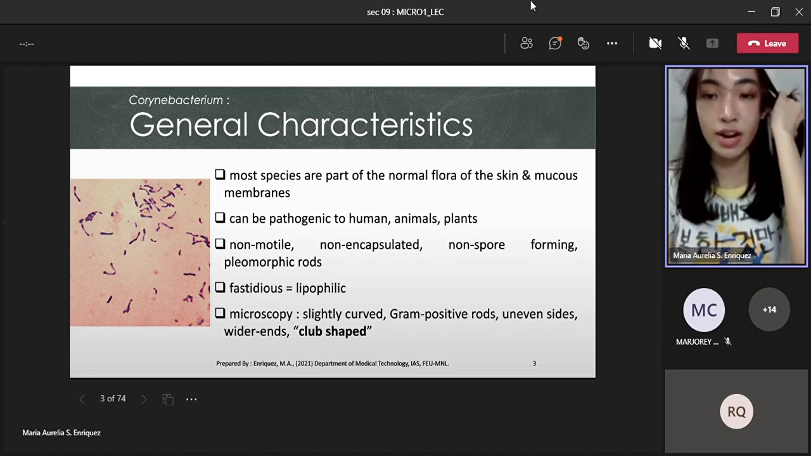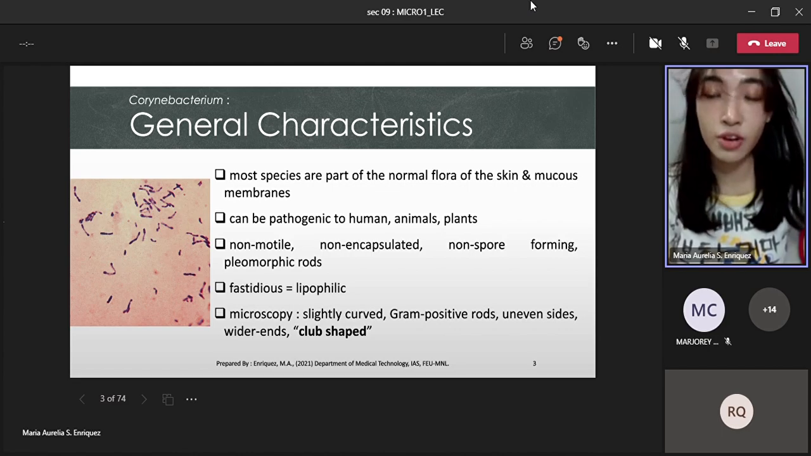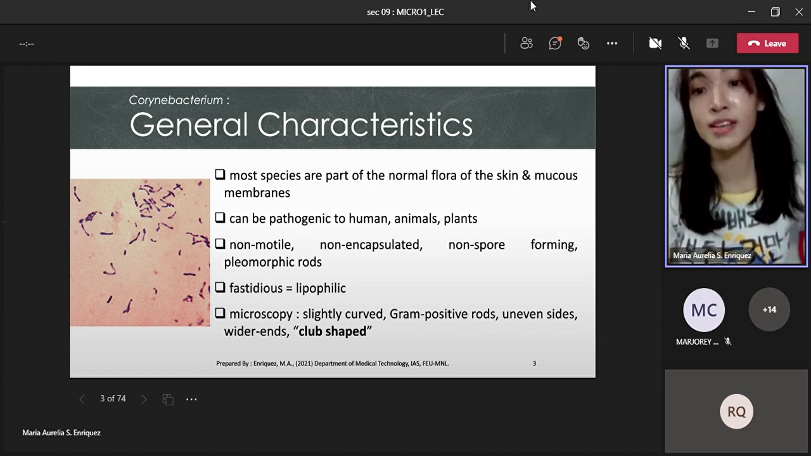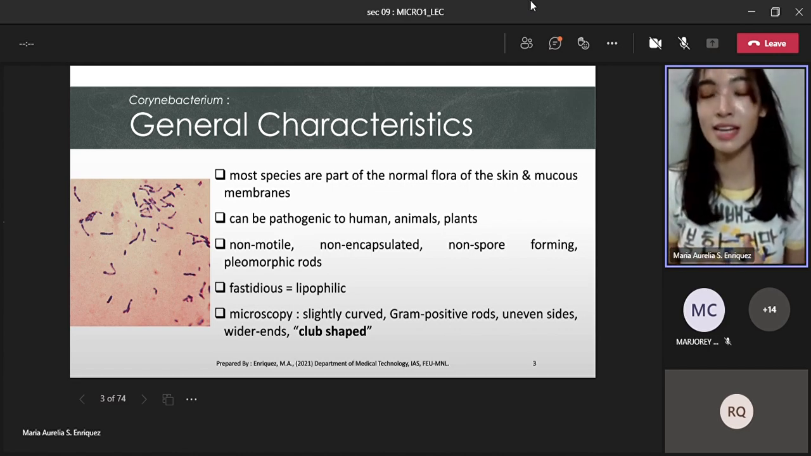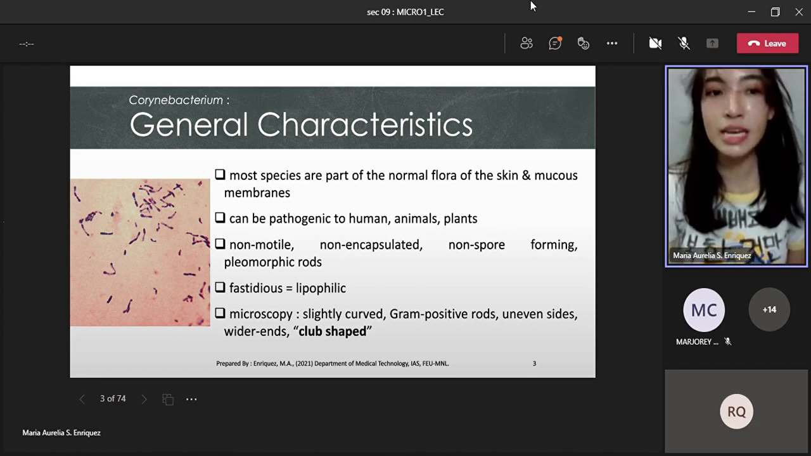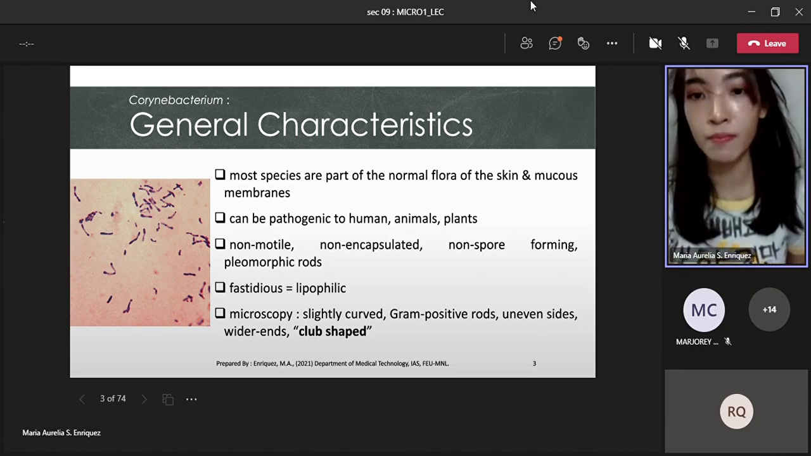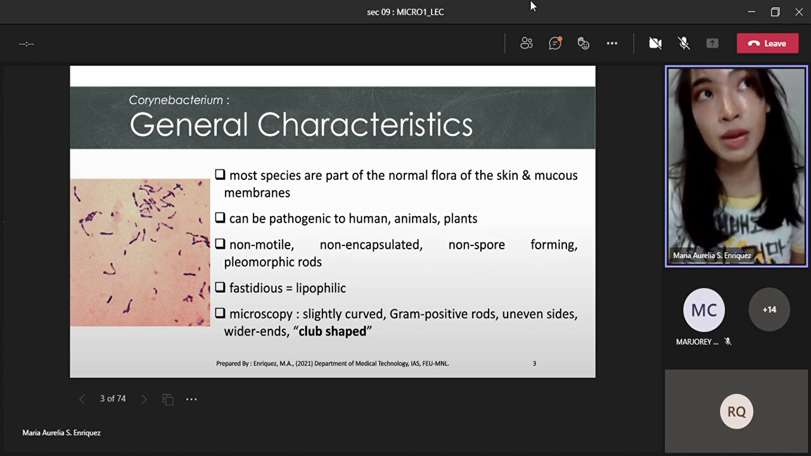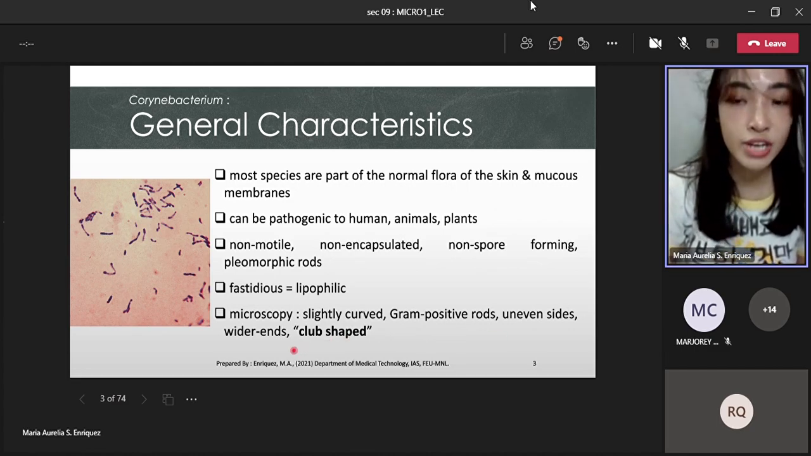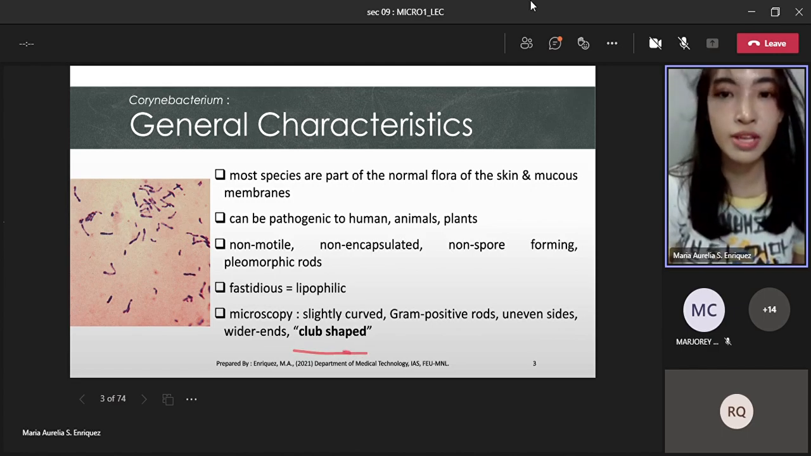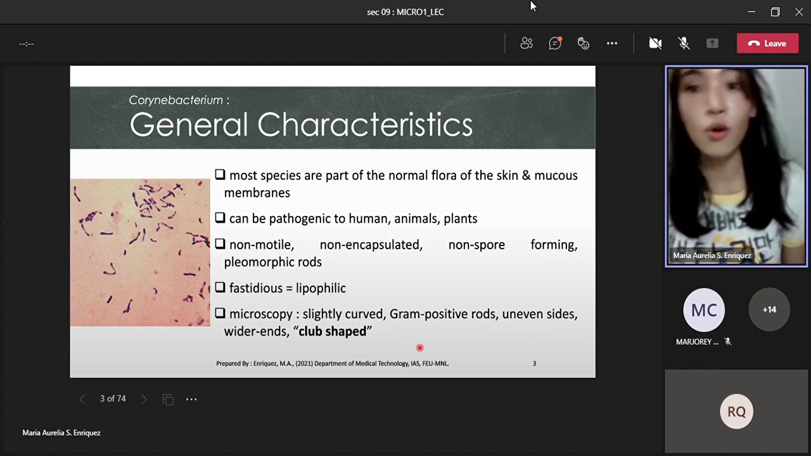Now, on gram stain, Corynebacteria are slightly curved gram-positive rods with non-parallel sides and slightly wider ends. So, hindi po pantay yung itsura nila, and also mas malapad yung one end of the cell compared to the other end. So, this produces the appearance of being club-shaped. Okay, so another term for this would be coryneiform or diphtheroid, meaning diphtheria-like.